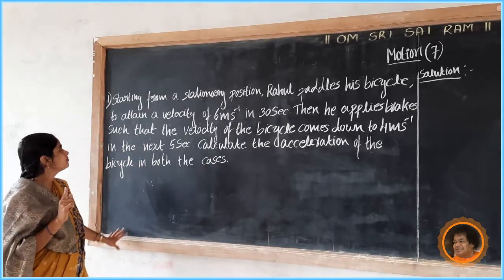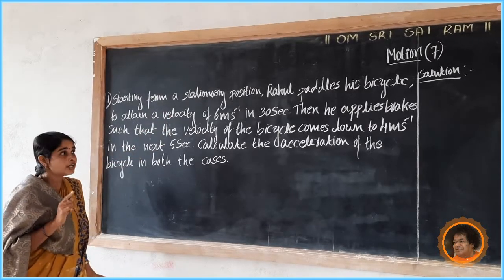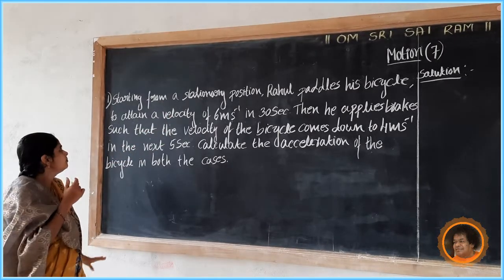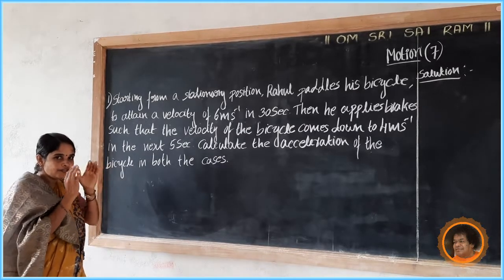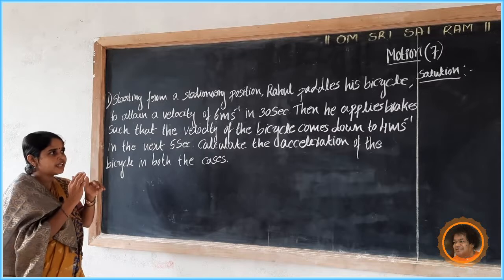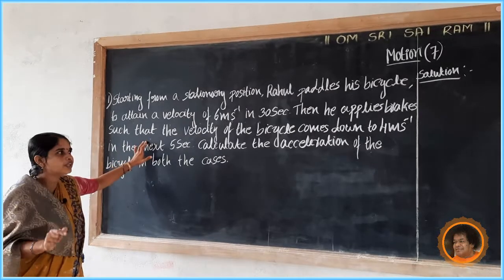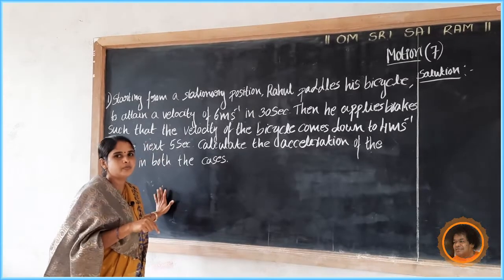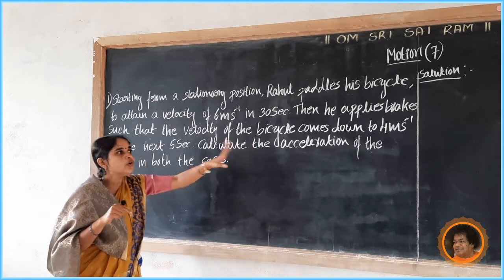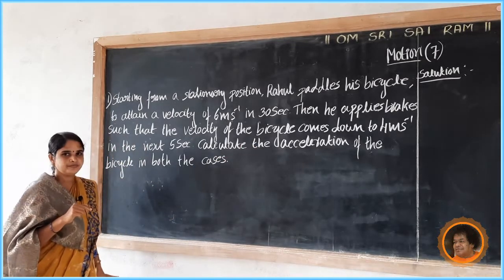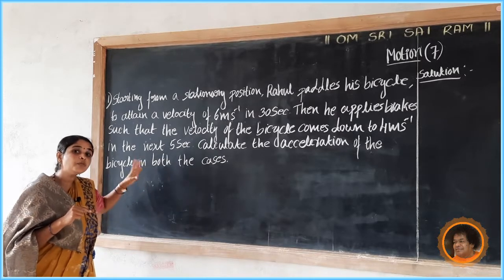In the first case, starting from a stationary position, Rahul pedals his bicycle to attain a velocity of 6 meters per second in 30 seconds. Next, he applies brakes such that the velocity of the bicycle comes down to 4 meters per second in 5 seconds. It is the second case. So calculate the acceleration in both the cases.